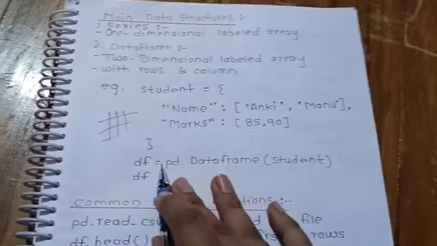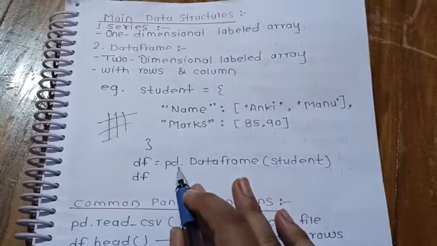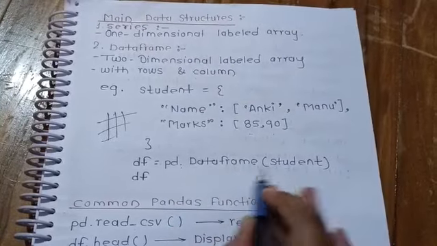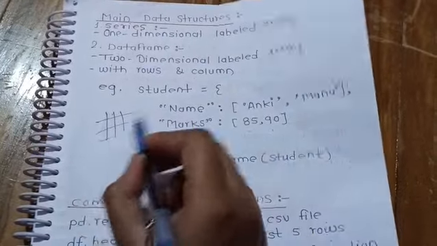Then df defines the DataFrame, which is equal to pd, a short form of pandas, DataFrame. Student df is printed. It is written in table format.